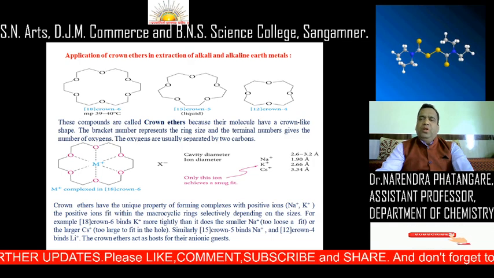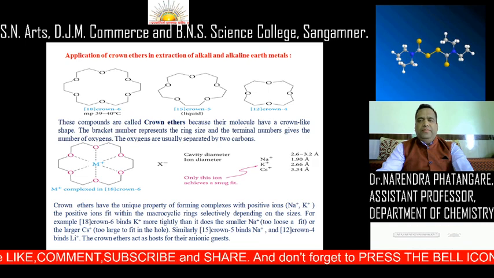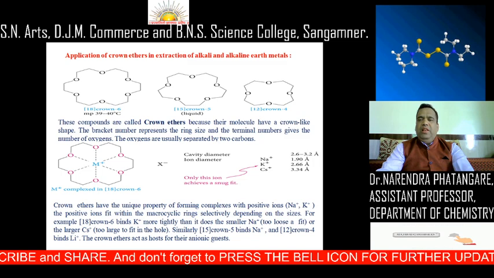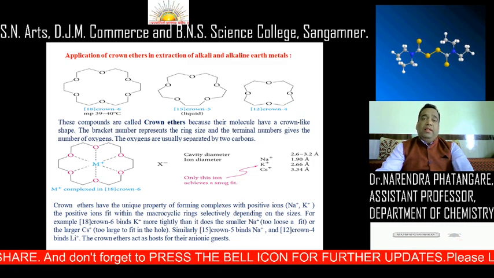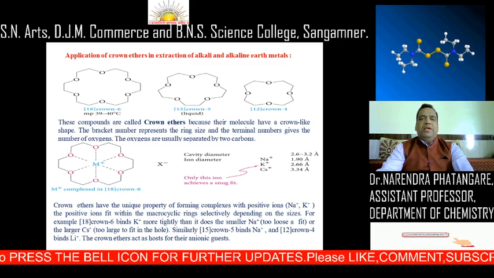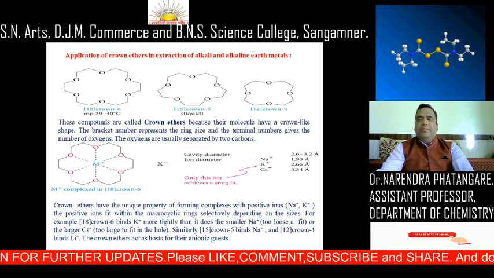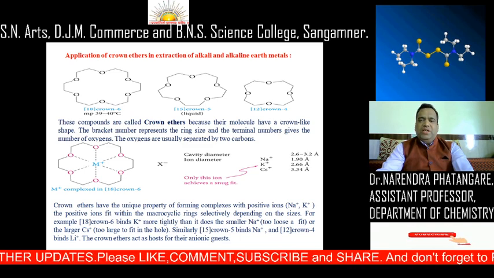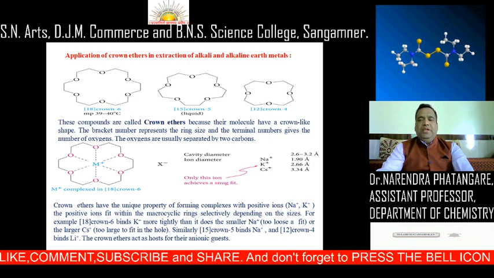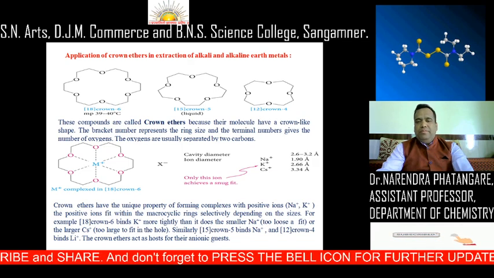In the case of the second, there are 5 oxygens and the total atoms are 15, therefore named 15 crown 5. In the third example, 4 oxygens are there while the total number of atoms is 12, therefore 12 crown 4. These compounds are called crown ethers because their molecules have a crown-like shape. The bracketed number represents the ring size and the terminal number gives the number of oxygens. The oxygens are usually separated by 2 carbons. See the importance of these crown ethers: they are used as intercalation compounds.